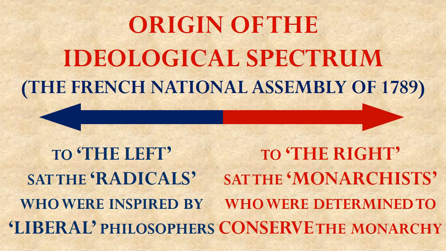In the French National Assembly, the radicals, inspired by the teachings of liberal philosophers, wanted to dethrone their king. They sat on the left of the room in which they met. The monarchists, who wanted to conserve the monarchy, in other words, wanted to preserve and protect the position of the king, reacted to the radicals and sat on the right. From this division, we get the modern terminology of saying that liberals are politically to the left and that conservatives are to the political right. But that doesn't tell us what liberals and conservatives really believe. We'll answer that in the next several lessons.